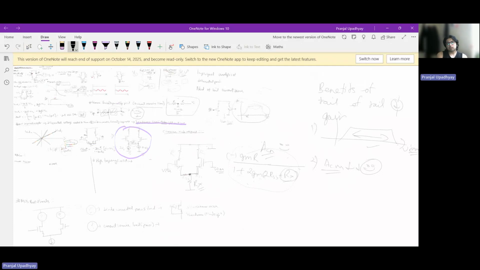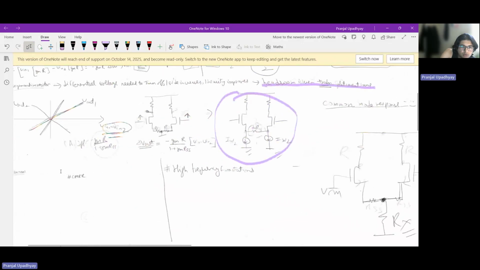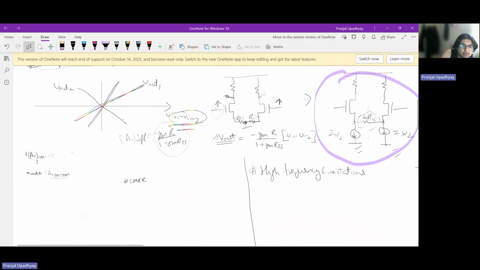Okay. Now one thing is clear to us: we can appreciate the benefits of the tail current source. The range of input for which the gain is relatively constant is larger, and the common mode gain also decreases. With that covered, let us go to another topic, which is mismatch, and we have already discussed this.